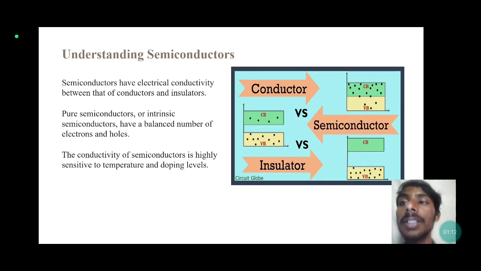Understanding semiconductors. Semiconductors have electrical conductivity between that of conductors and insulators. Pure semiconductors, or intrinsic semiconductors, have a balanced number of electrons and holes. The conductivity of semiconductors is highly sensitive to temperature and doping levels.